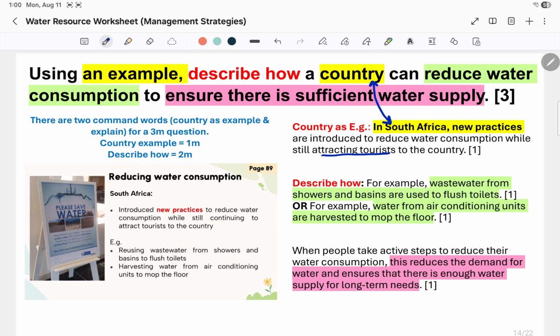So what are some things that they do? They reduce the water usage by doing any of these here. And again, I have to link it back to the question to show how these methods that are used by the hotel allow us to save water in the long term, ensure that we have enough water supply in the long term, and how it helps to reduce the demand of water. Okay, so it's not just about copying the answers. I think I've said this many times.